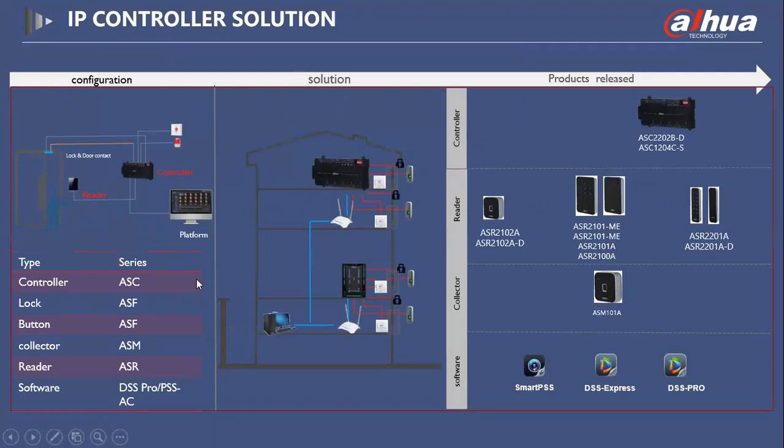The models that we provide for access and time attendance are as follows: ASC, then we have locks, buttons, and collectors. Collectors, that is the fingerprint and readers. We also have the software, DSS Pro, and Smart PSS AC. Smart PSS AC is the new version of Smart PSS. It's a bit higher version. I'm going to take you through what Smart PSS AC is. DSS Express is free, up to 256 devices, that is cameras. DSS Pro, that's where you get to pay with more advanced features. So as you progress with the software, features and functionality increase.